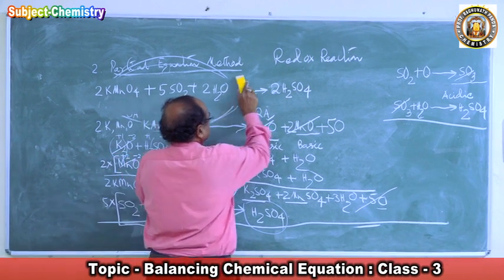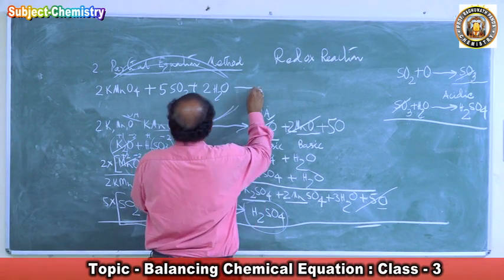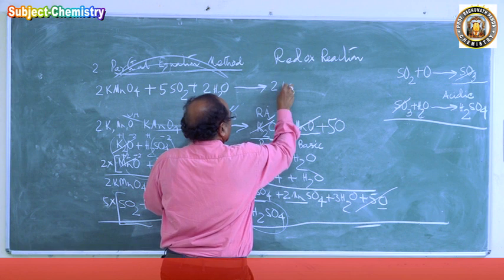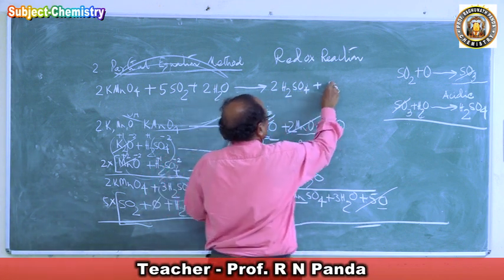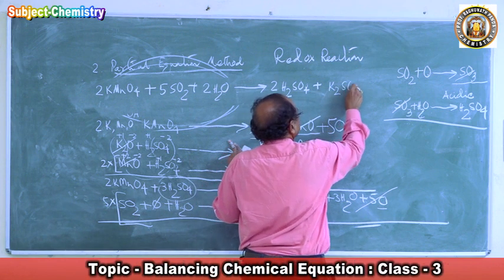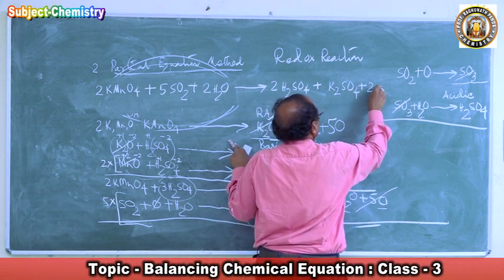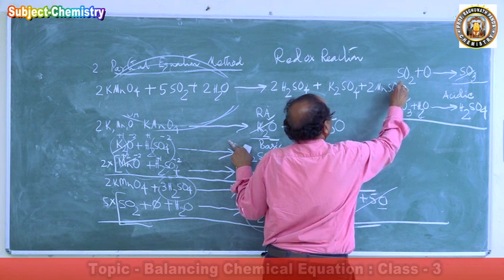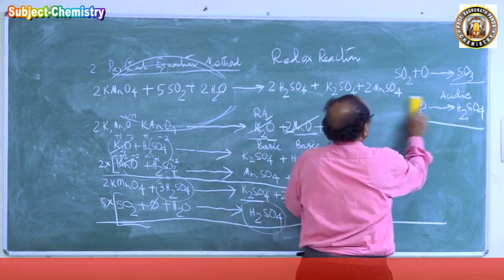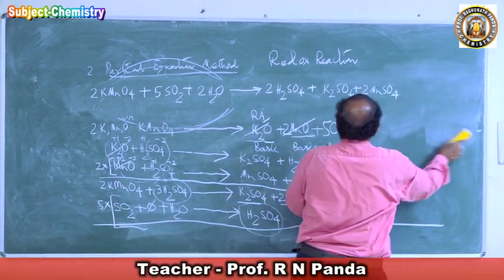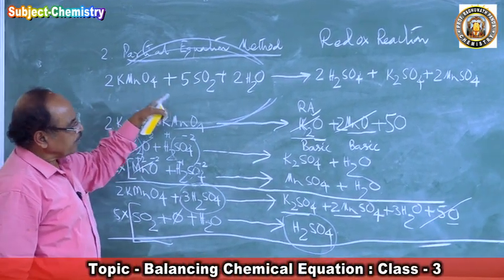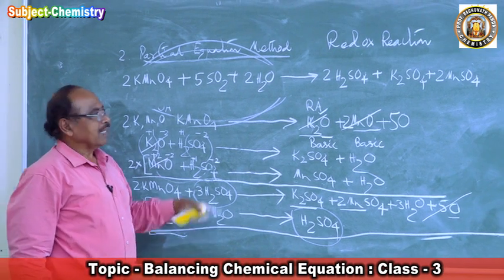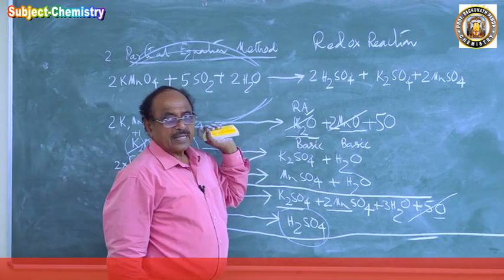So this gives us what? 2 sulfuric acid plus K2SO4 plus 2 MnSO4. So this is the total product we got now. This is the balanced chemical equation. You see how easily we are doing it and how lastly we got everything.